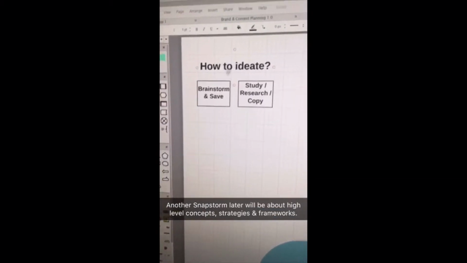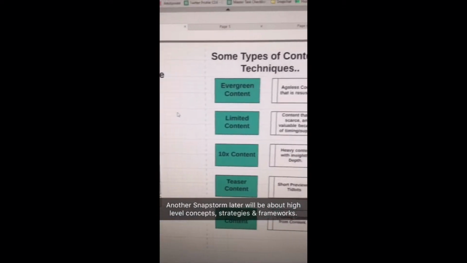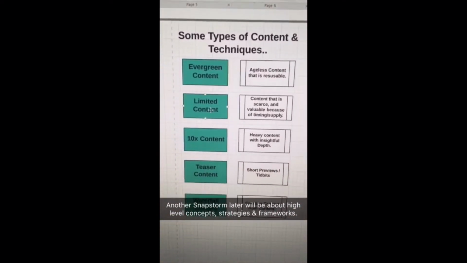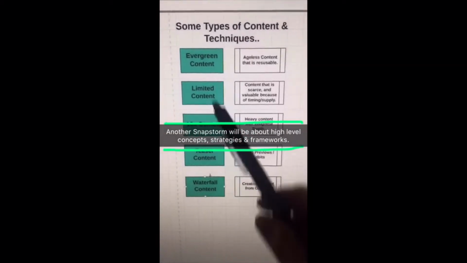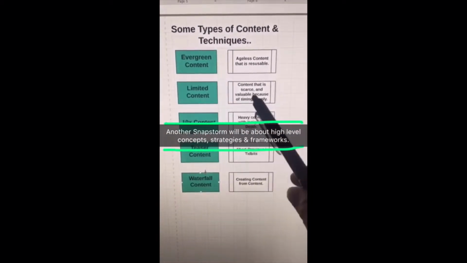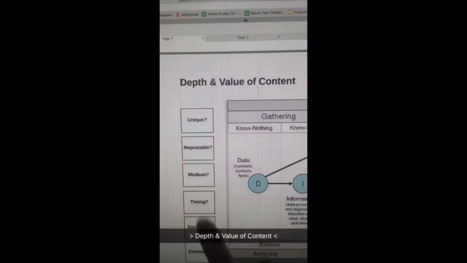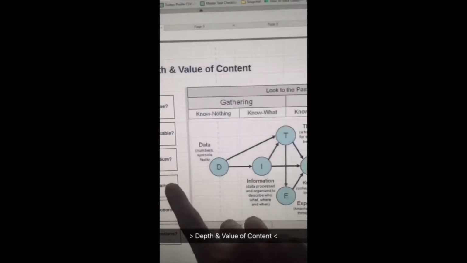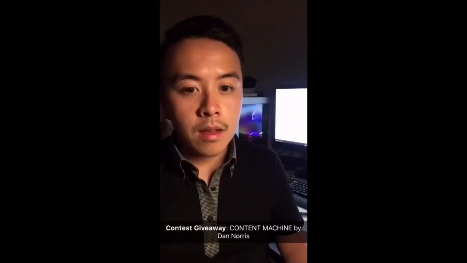Still working on it, but we're going to talk about how to ideate content, document versus creation, and the different thought processes, types of content: evergreen, limited, 10x content, teaser content, waterfall content. Each of these has a strategy in it. Oh, and I could literally do a snapstorm of each, but we'll do that another time. We'll also talk about depth and value of content, levels of value, and then also depth of content from knowledge, understanding, wisdom.